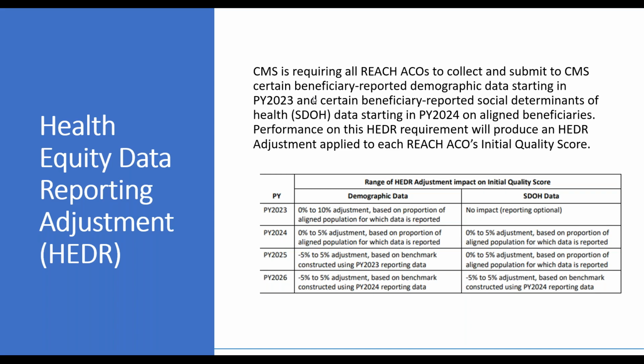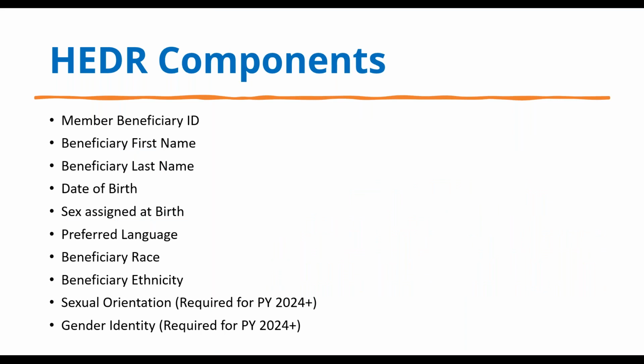Now, how Persivia can help you do this is Persivia can create a longitudinal record merging data from EHRs, HIEs, that is Health Information Exchange, the claim files, and other sources. The HEDR components that we need to capture include the member beneficiary ID that will be provided by the CMS, beneficiary first name, last name, and also if you are already existing members of ACO REACH, you would have received the first set of claim files that does include some of this data. Other data include date of birth, sex assigned at birth, preferred language, beneficiary race, and ethnicity. The sexual orientation and gender identity are not required for performance year 2023, but they are a requirement going forward from year 2024.